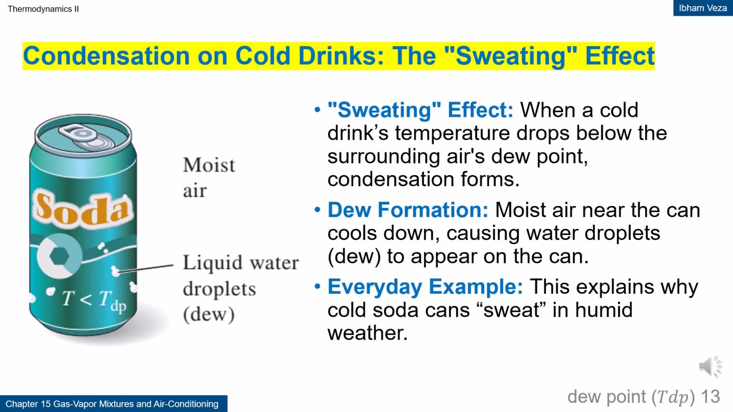Condensation on cold drinks, the sweating effect. The sweating effect on a cold drink occurs because the surface temperature is below the dew point of the surrounding air. The moist air near the can cools down, and its water vapor condenses. The water droplets on the surface come from the air, not from inside the can. This example connects theory with everyday experience.